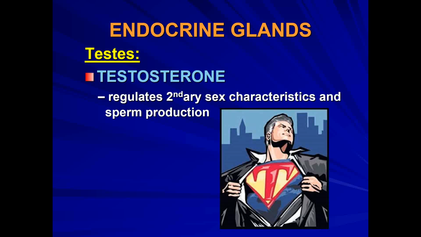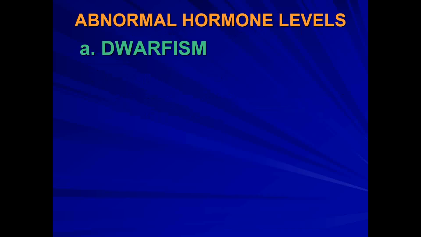Secondary sexual characteristics in males are those things that change in adolescence as a boy becomes a man. So we think of the widening of the chest, hair growth on the chest, hair growth associated with the armpits. Those are secondary sexual characteristics controlled by testosterone.